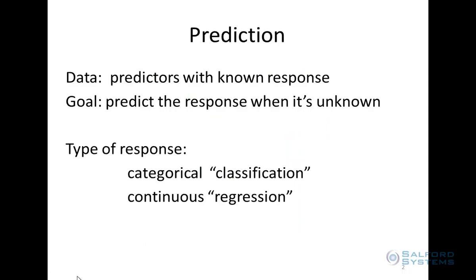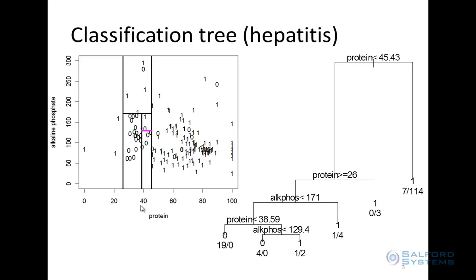Random forests are used for prediction, and the idea is that you've got a bunch of predictors and a known response, and that gives you your training data, and then what you want to do is predict the response when you've got measurements on the predictors but you don't know what the response is. And there are two main types of prediction. The first is where the response is categorical, and we'd call that classification, and the second is where the response is continuous, and we would call that regression. Random forests can be used for both of these.